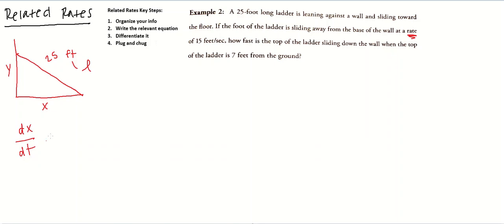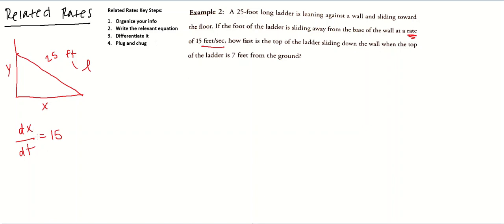So be really careful of that. We're saying that the rate of change of this horizontal length, the base, is 15. And another way you could have figured out that it was a rate of change is by looking at the units on it. It was 15 feet per second, and feet per second is a rate, right? Because we have something per something.